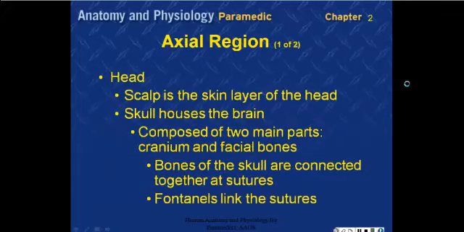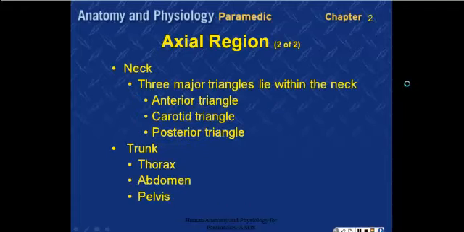The axial region includes the head. The scalp is the skin layer of the head. The skull houses the brain. It's composed of two main parts, the cranium and the facial bones. The bones of the skull are connected together at sutures, and fontanelles link the sutures. In the neck, there are three major triangles: the anterior, carotid, and posterior. The trunk is made up of the thorax, the abdomen, and the pelvis.